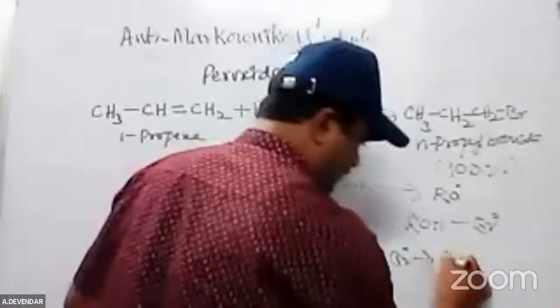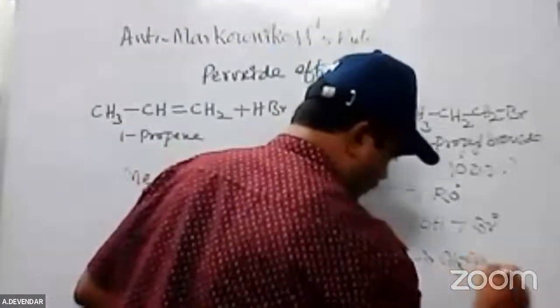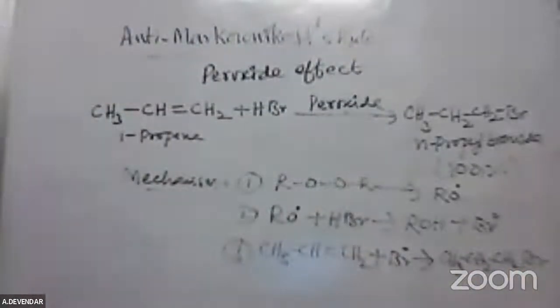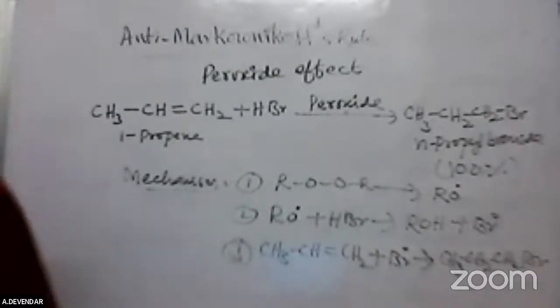You are getting N-propyl bromide. N-propyl bromide is formed. This is the major product. Due to this peroxide effect, it is called the peroxide effect. So that you are getting this compound, it is called anti-Markovnikov's rule.